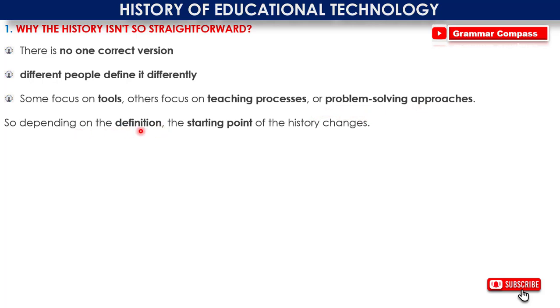So depending on the definition, the starting point of the history of educational technology is going to change, because those who focus on tools are going to tell their history differently from those who focus on teaching processes or problem-solving approaches. But before the invention of educational technology, how did they solve problems in education?